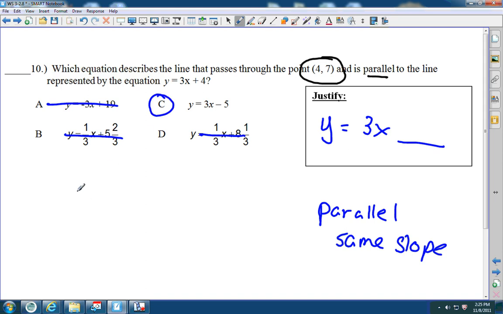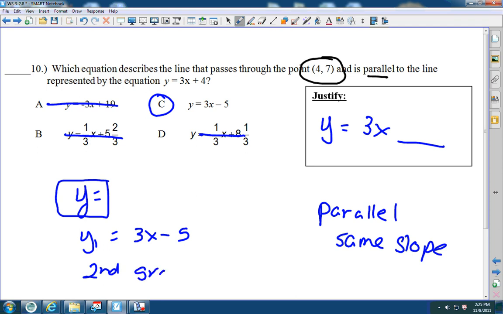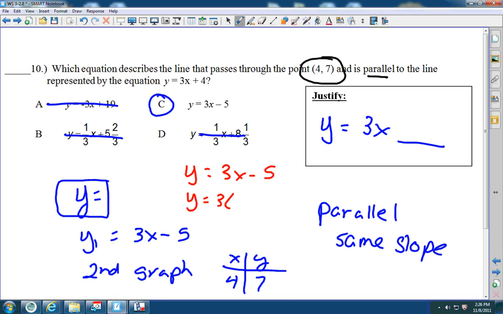Well, what I would do is go into y equals, and go into y1 and put in there 3x minus 5. Go to the table, press second graph, and look in your table and see if you have (4, 7). If you're doing this by hand, y equals 3x minus 5. y equals 3 times 4 minus 5. y equals 12 minus 5. y equals 7. And there I have the point (4, 7). So that means I'm correct.